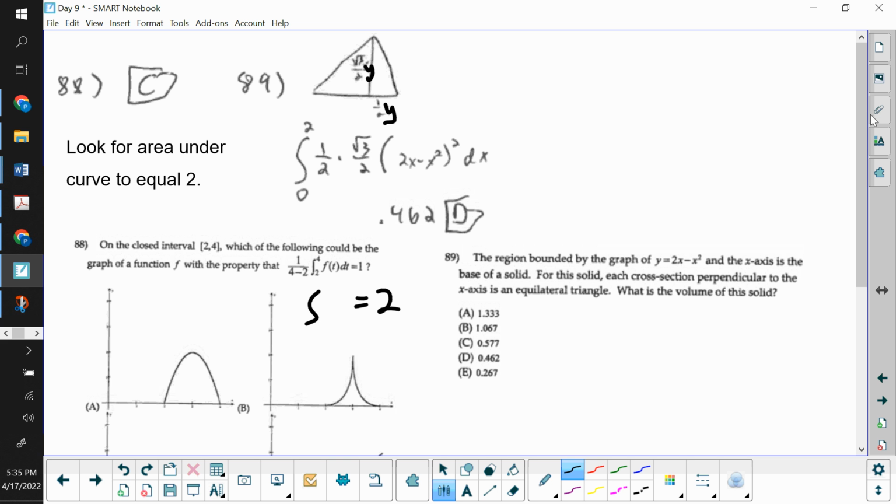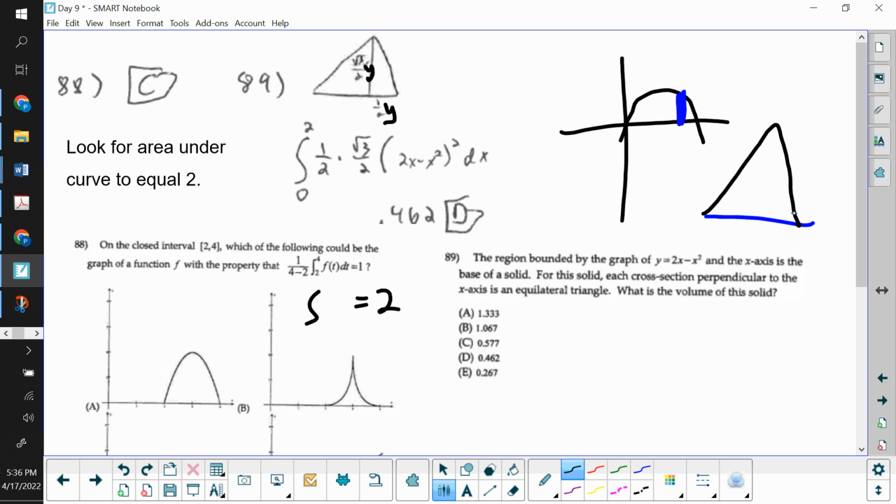In 89, so your graph is looking something like this. You're slicing perpendicular. Here's your equilateral triangle, and those blue marks match up. So that blue is really a y. So that means each of these are half a y. This equilateral, this is 60, this is 30. So your across from 60 is always square root of 3 times whatever's across from 30. So we'd get square root of 3 over 2y here.